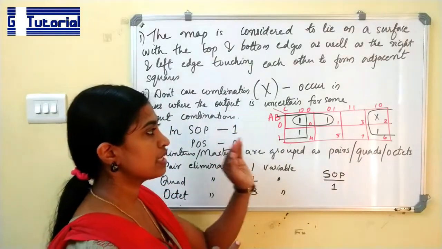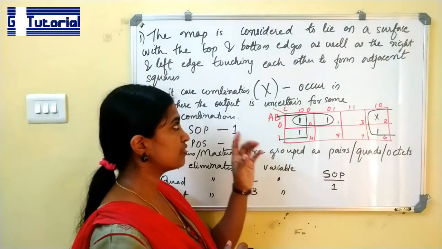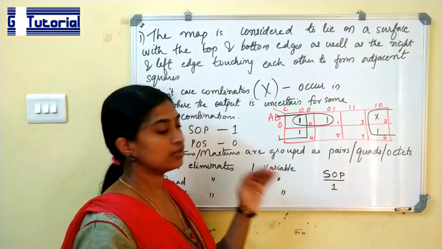How to write the simplified Boolean expression I will explain to you from the very basics. That is, from the two variable K map we can start.